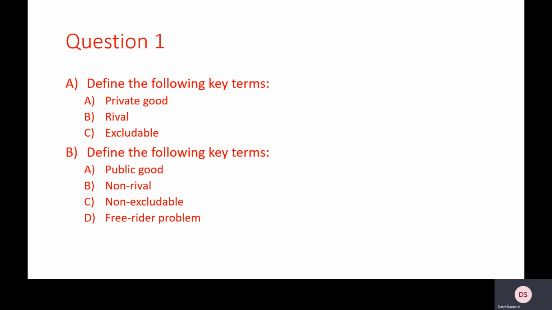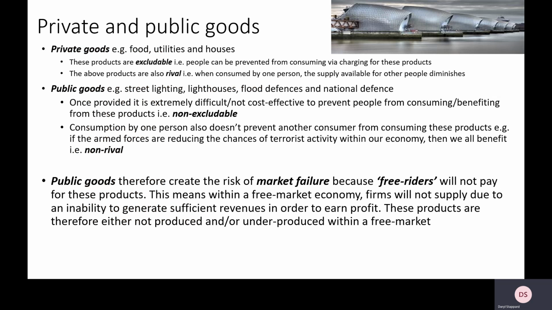And then B, we're looking at public goods. So what do you mean by a public good? What does non-rival, non-excludable mean? And what does the free rider problem mean? Again, if you can link that to examples, it will really, really help your understanding of these concepts.